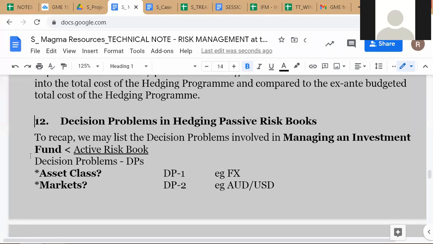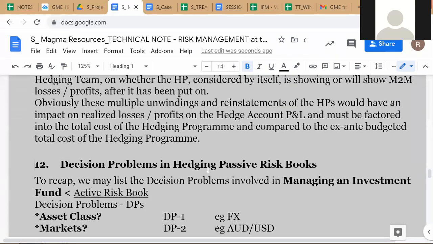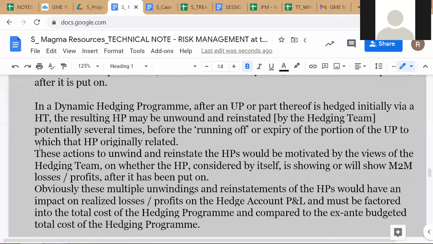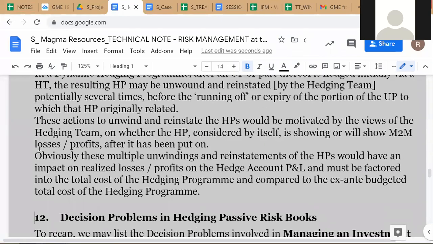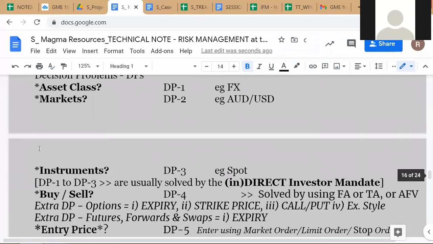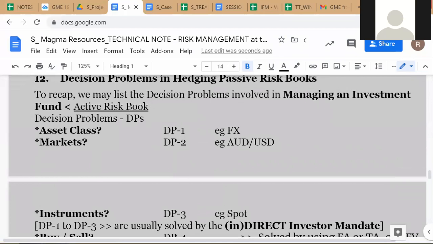So what I discussed initially when we started the class, it's just 8 minutes in. Is that, where was I? Yeah. So this is an active risk book, the investment fund, which you have done in your first two projects, managing a book of US spot equities, and managing a book of US equity options. Those are active risk books.